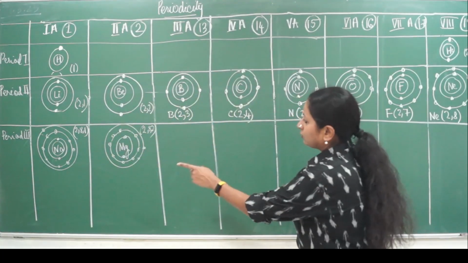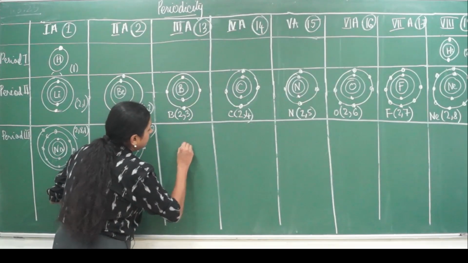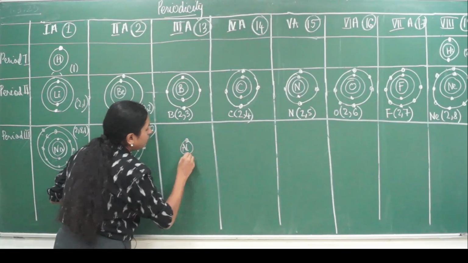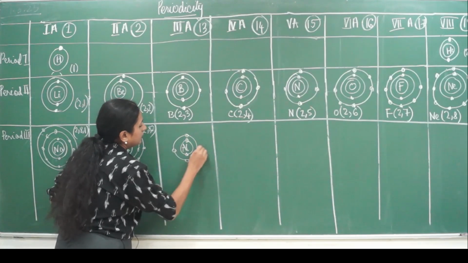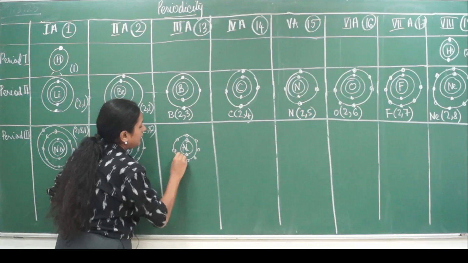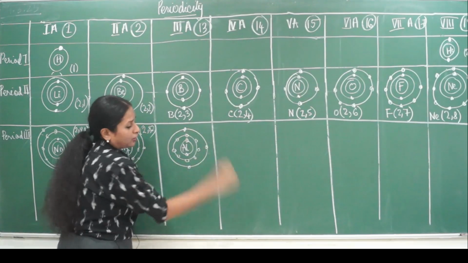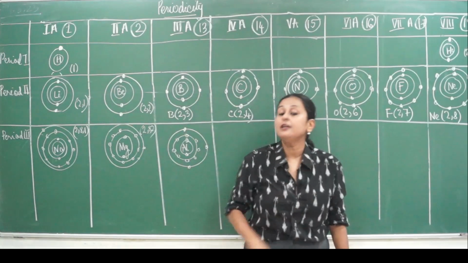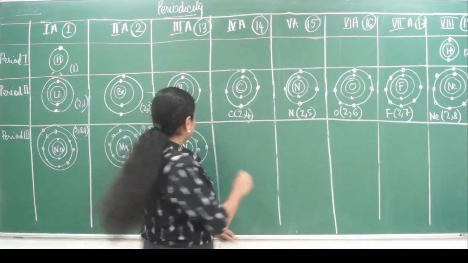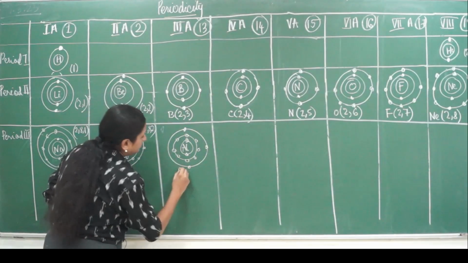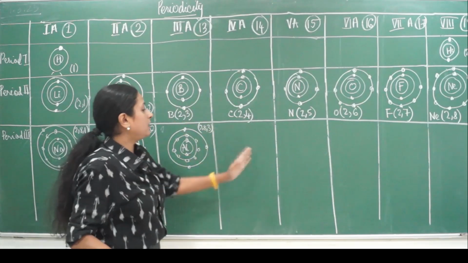Alright. Sodium, magnesium. Next is aluminium. Aluminium will have 2 electrons in the first shell, 8 electrons in the second shell, and 3 electrons in the valence shell. Why? Because aluminium's atomic number is 13. So 2, 8, 3 is the arrangement.